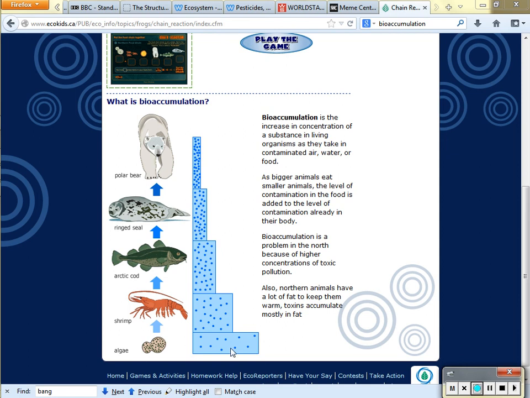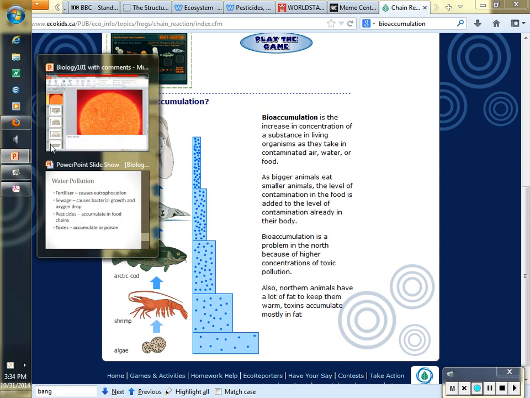So bioaccumulation is when the concentration of a substance increases as you go up the food chain, and it's a contaminant. It'll build up in the liver and or in the fat, and that's the part that most animals like to eat, the livers and the fat. So there's your bioaccumulation, okay?